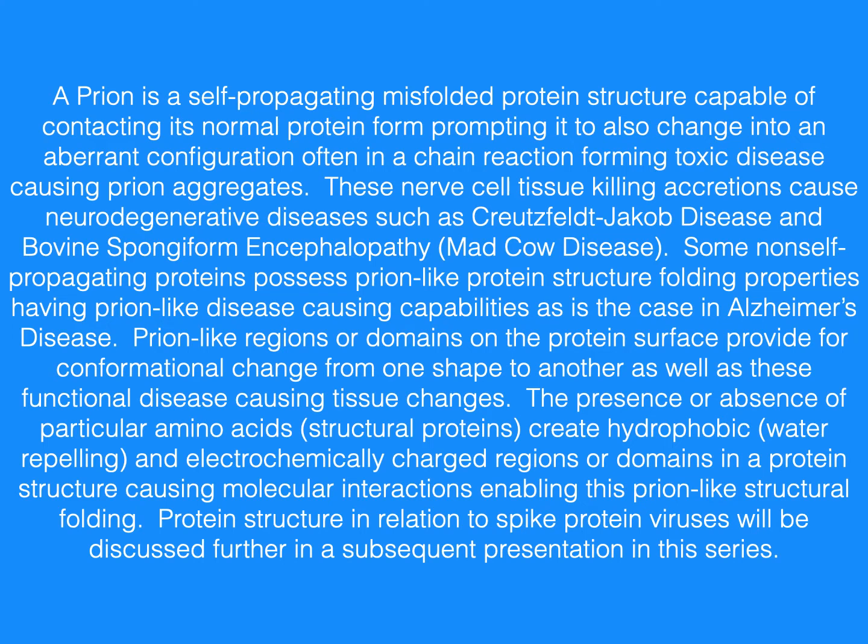Some non-propagating proteins, these are non-self-propagating proteins, possess prion-like protein structure folding properties, having prion-like disease-causing capabilities, as is the case in Alzheimer's disease. Prion-like regions or domains on the protein surface provide for conformational change from one shape to another, as well as these functional disease-causing tissue changes.